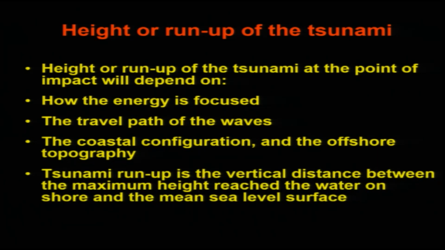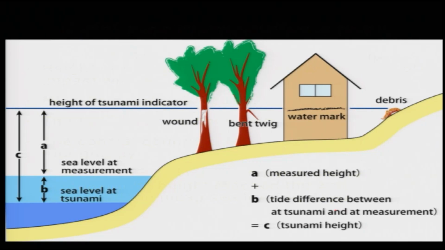Tsunami run up is the vertical distance between the maximum height reached by the water on shore and the mean sea level surface. So, if you have the mean sea level here, MSL, and the water reached up to this point on the mainland, then this will be the maximum height of the run up, between the mean sea level and the point inland that the wave reached.